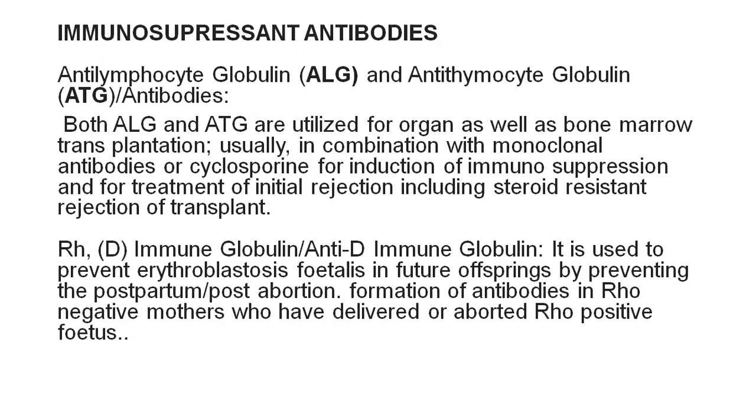Coming to immunosuppressant antibodies: anti-lymphocyte globulin, ALG, and anti-thymocyte globulin, ATG. What are these? Both ALG and ATG are used for organ as well as bone marrow transplantation. They're usually given in combination with monoclonal antibodies or cyclosporine for induction of immunosuppression, that is, during the starting of immunosuppression, and for treatment of initial rejection, including steroid-resistant rejection of transplant.